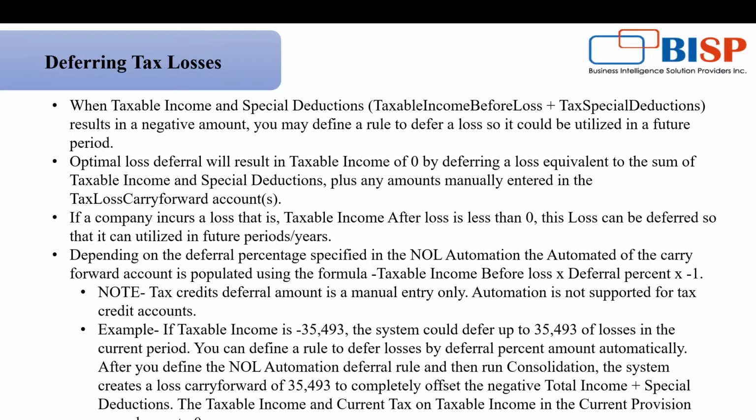If it is set to 50%, that will be half of it, I think 17,500, right? So we can say that you choose the deferral percentage according to your need. If you need 10%, then it will be 3,500 instead of 35,000, right? The tax credit deferral must be entered manually, so TRCS will not automate deferral on the tax credit account, right?